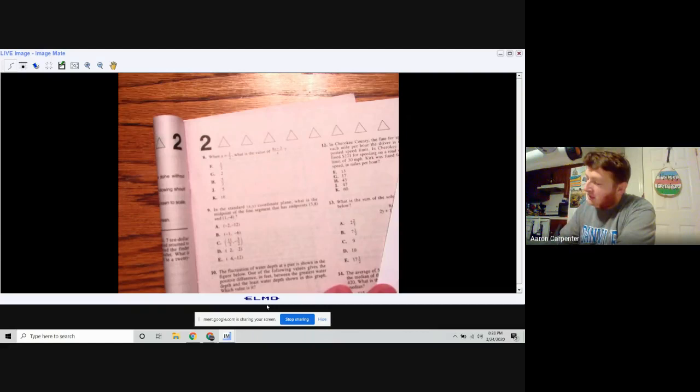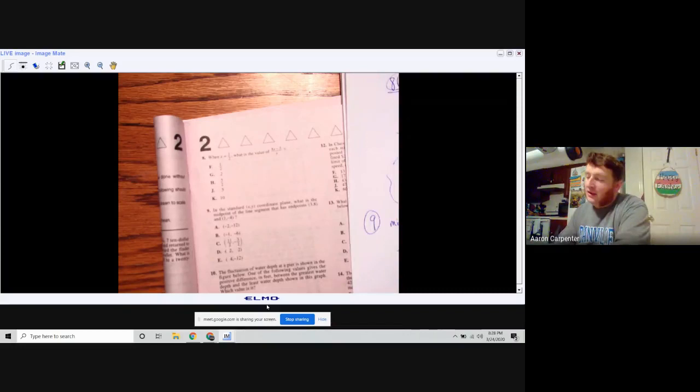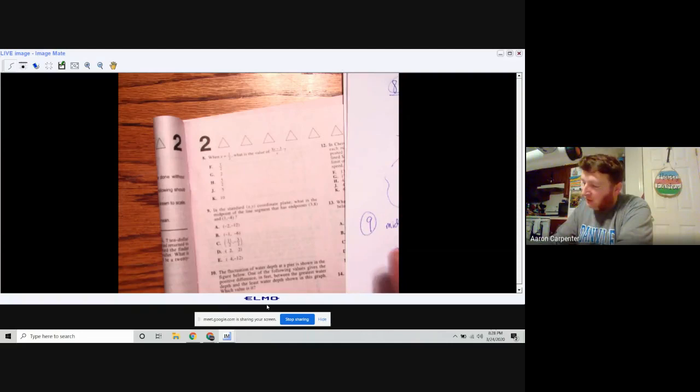I'm going to doodle. I tell my students that the ACT always talks about this way, the standard XY coordinate plane. They want you to spend like an extra half second every time you read that, because they don't just say XY plane or coordinate plane. They want to say standard XY coordinate plane. Just take up a little time. They're going to say that they're trying to be more clear, but most people aren't going to be worried about, wait a minute, what coordinate plane do you mean?